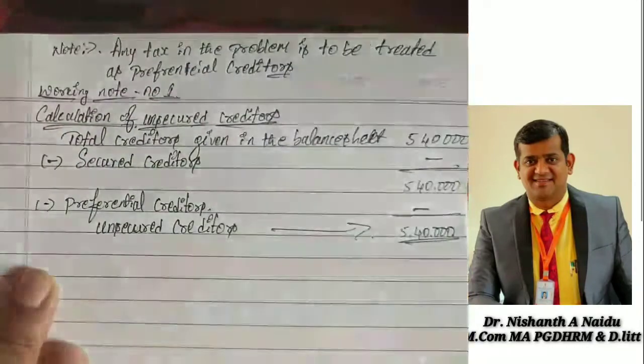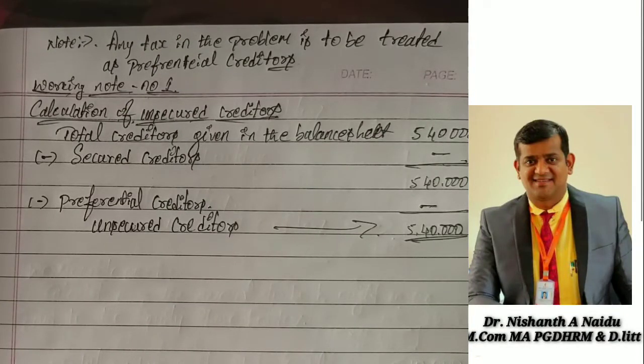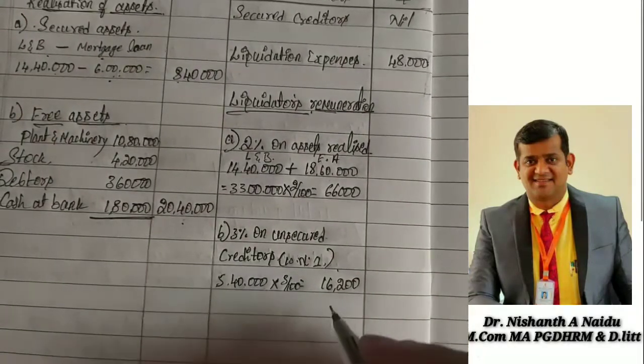Understood? So since here unsecured creditors 3% we should calculate, but other than preferential creditors they said in the problem, so that is why we are not considering preferential creditors amount. So I am calculating this liquidator's remuneration.